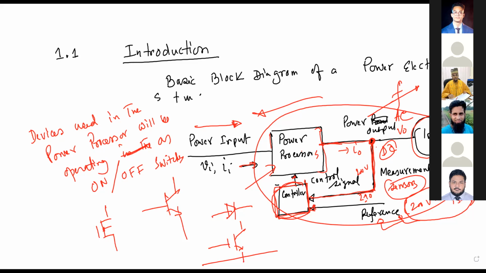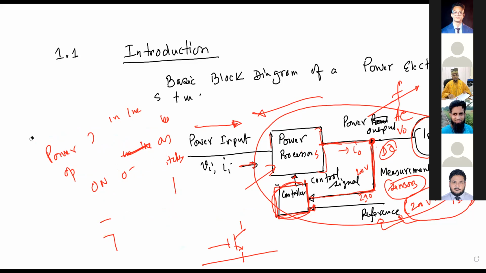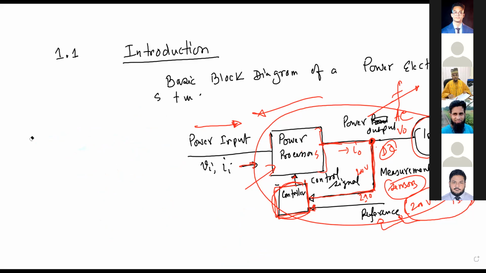When it is forward bias, it is closed. When it is reverse bias, it will be open. So the diode is fully controlled by the application of the voltage, right? You cannot turn it on and off on your own.